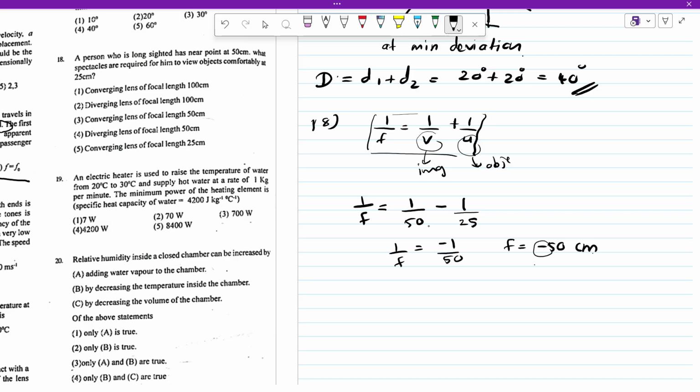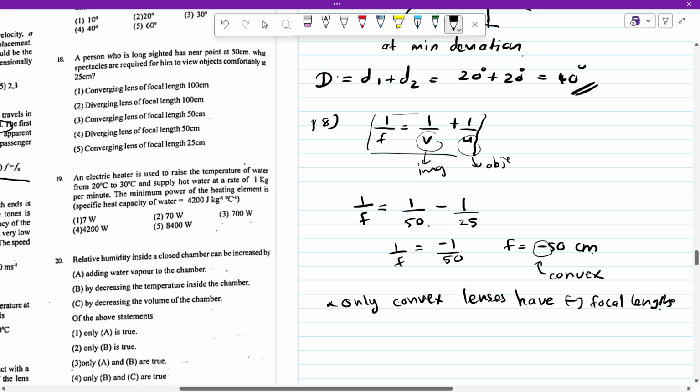Since there's a negative sign here, it must be a convex lens, because only convex lenses have negative focal length. Hence the answer is number 3.